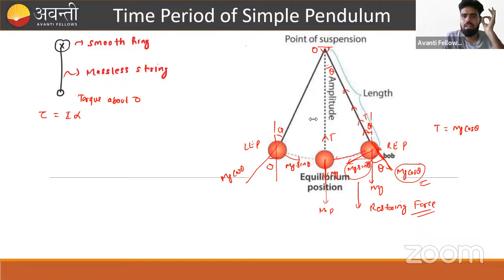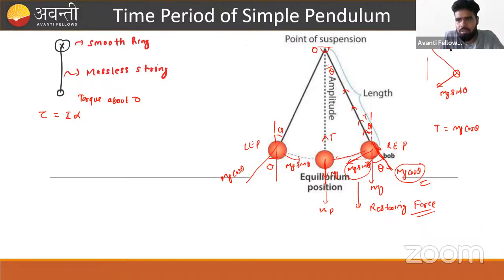If you know the answer, you can write in the comment box which force is creating torque here, because unfortunately the torque due to tension is 0, and the torque due to mg cos theta is 0. So the only component remaining is mg sin theta. And see here, beta, if we draw this diagram here, this is mg sin theta.